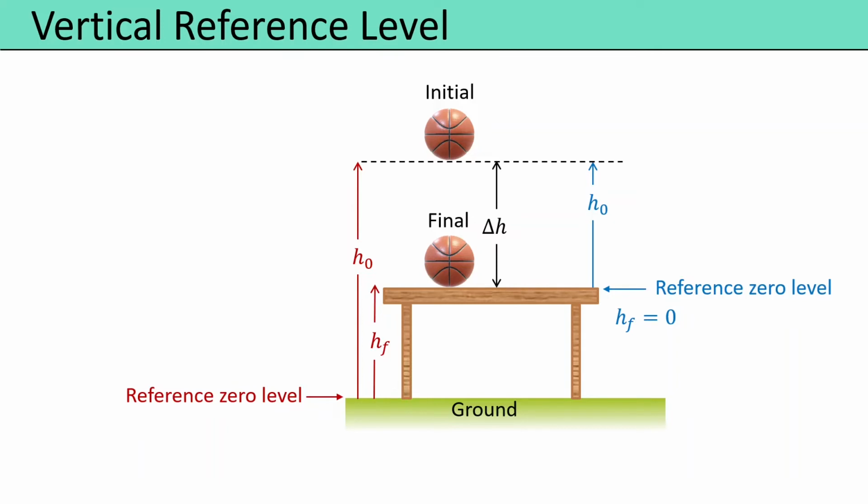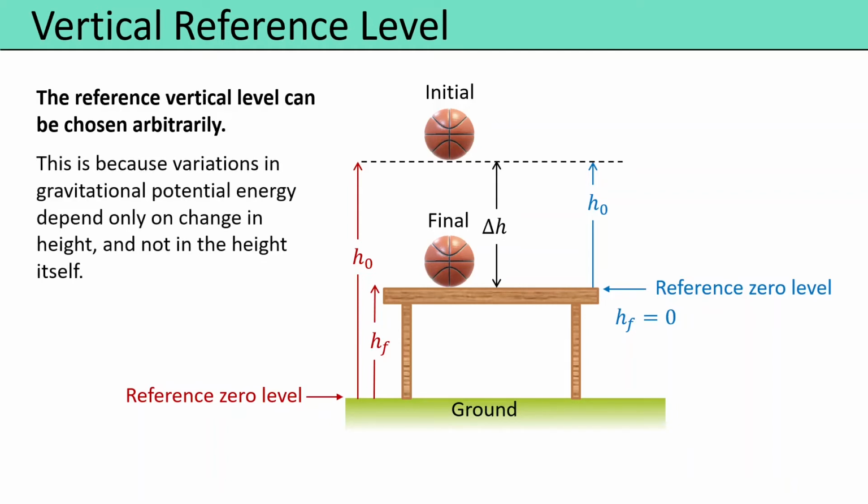So when we analyze problems following energy arguments, what is really important is the change in the gravitational potential energy, not its value itself. So, as a consequence, we can choose the reference vertical level arbitrarily because changes in the gravitational potential energy depend only on the change in height, and the change in height delta H is independent of the reference zero level that we choose. It doesn't matter if we measure heights from the ground or from the surface of the table, the change in height will be the same, and thus the change in gravitational potential energy will be the same as well.